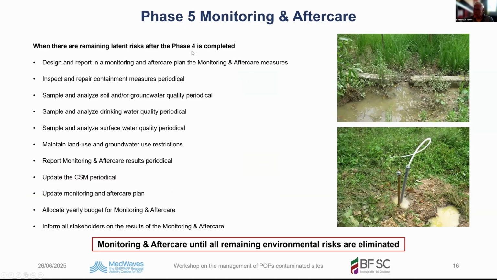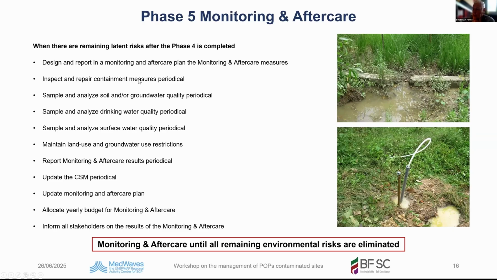Phase 5, monitoring and aftercare. So when the remediation is completed, phase 4 is done, you have remaining risk, so you enter your phase 5, which is called monitoring and aftercare. Design and report a monitoring and aftercare plan for the monitoring and aftercare measures. So when the remediation is completed, you need to report what has to be done to maintain and to monitor the situation as it is.